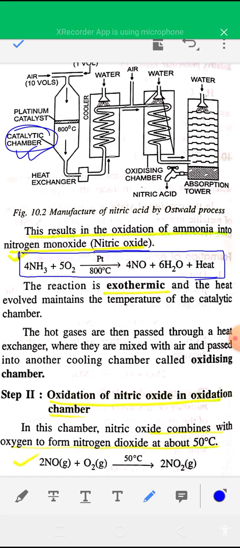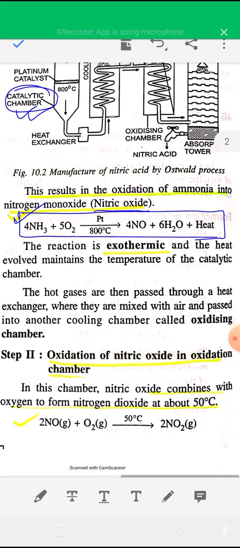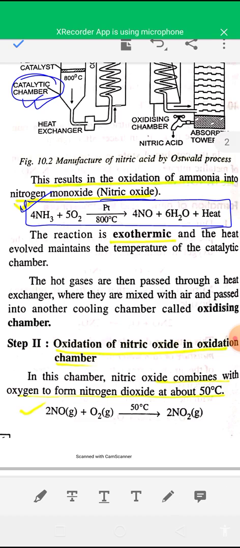NO plus water. The chemical equation of the first step is 4NH3 + 5O2 →, above the arrow you have to write platinum catalyst and 800 degrees Celsius, and the products are 4NO + 6H2O + heat. This is an exothermic reaction, and the heat evolved maintains the temperature of the catalytic chamber.